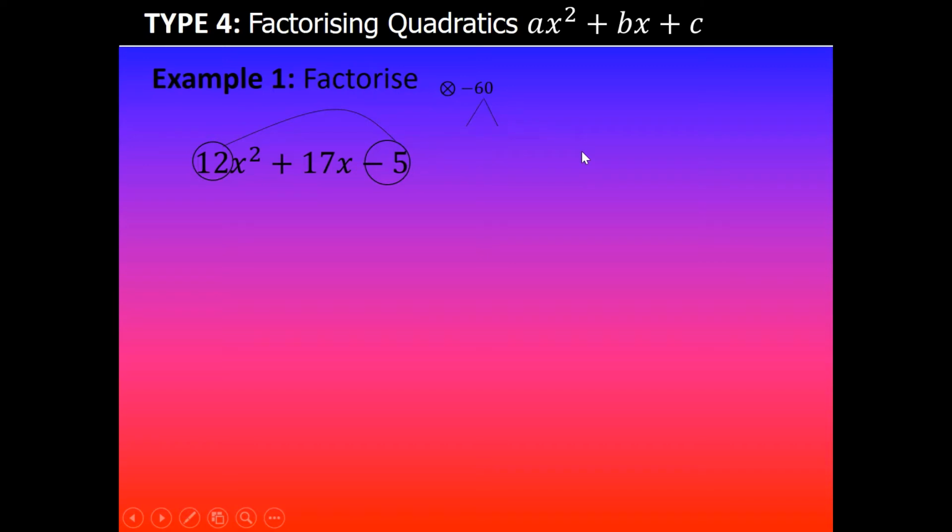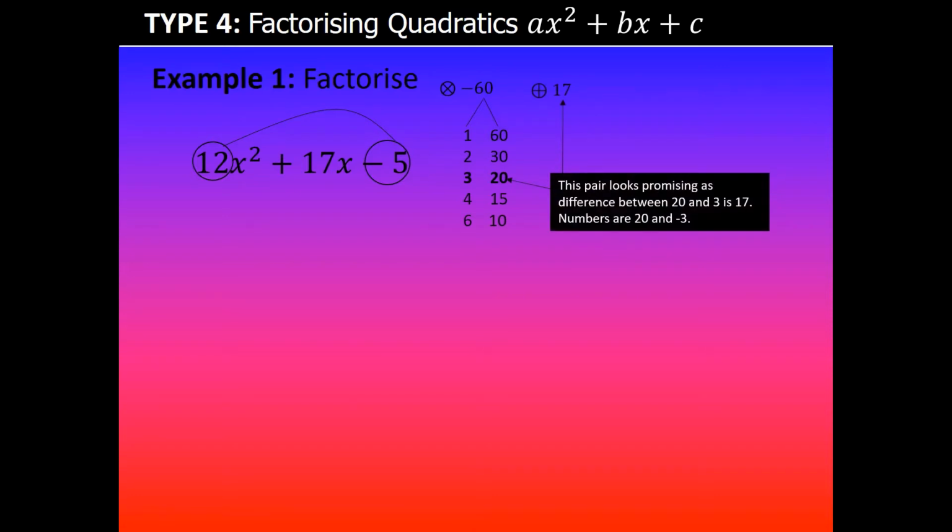Then I will find all the factors of 60, which are 1 and 60 and so forth. And then we need to look for the pair which adds to the middle term, which is 17. So 3 and 20 looks promising because the difference between 20 and 3 is 17, which is our middle term. So the numbers are 20 and negative 3, because negative 3 times 20 gives negative 60, and negative 3 plus 20 gives positive 17.